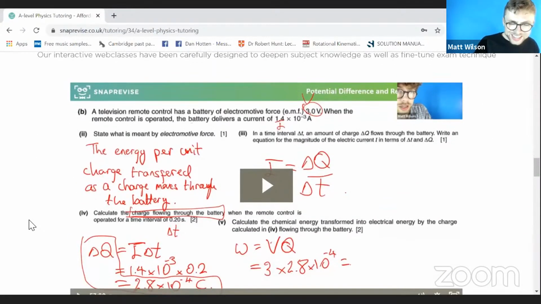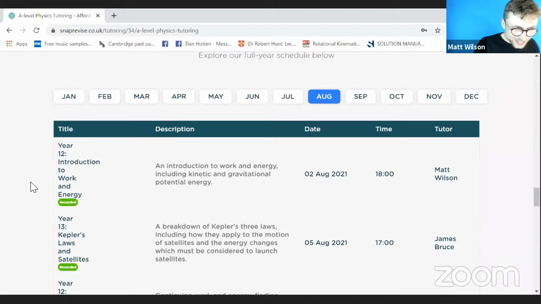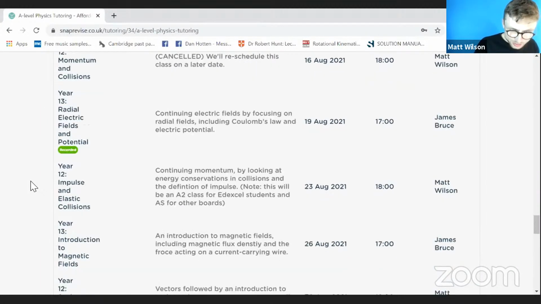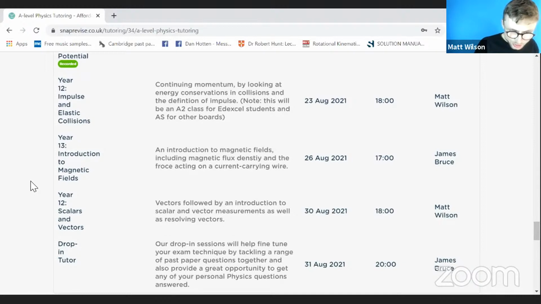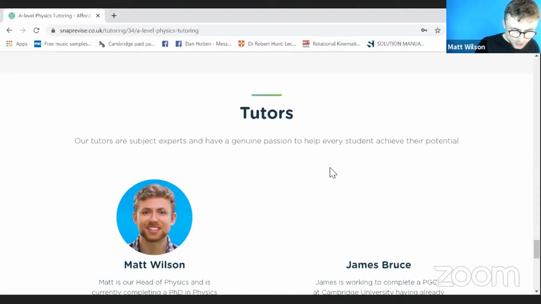So here's a clip from when my hair got a bit messier in the middle of lockdown. And here's the schedule for what's coming up. So let's see where we are. So we're just coming up to the 26th. So we've got magnetic fields, elastic conditions. As you can see, we're doing year 12 and year 13. And here's one of these drop-in sessions where you can just come in and ask anything you like. So, great.